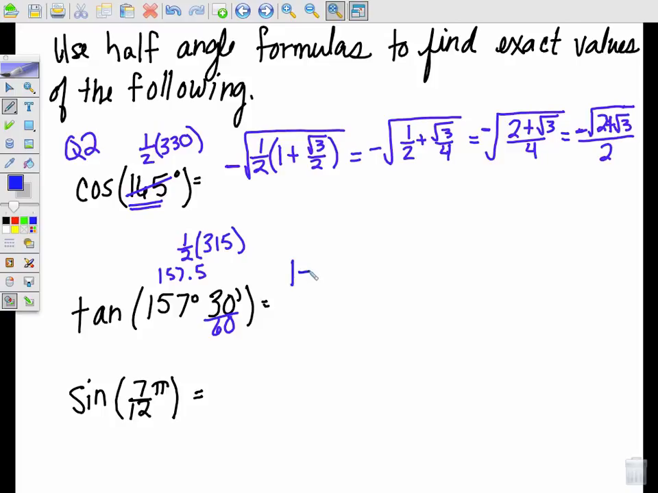This time in my tangent formula, I'm going to do 1 minus the cosine of 315 over sine of 315. I'm going to do this formula. All right, 1 minus cosine of 315. So 1 minus, the cosine of 315 is the root 2 over 2. And the sine of 315 is negative root 2 over 2.